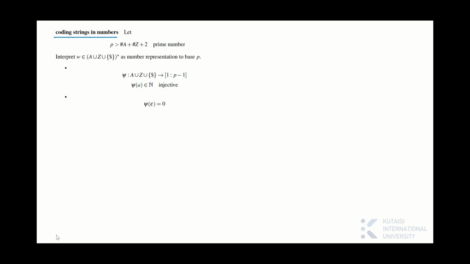So for example, if my states are Z0, Z1, Z2, and my alphabet symbols are 0 and 1 only, then I have 3 states and 2 alphabet symbols, and I take plus 2, and so this is 7. I want a prime number which is bigger than 7, and the next prime number after 7 is 11. So I take p equals 11, right? And I just make this assumption.